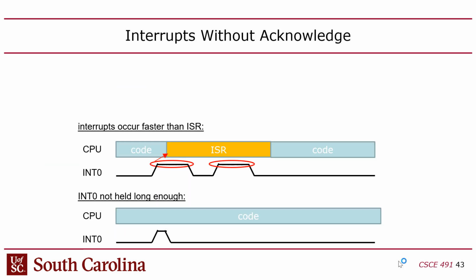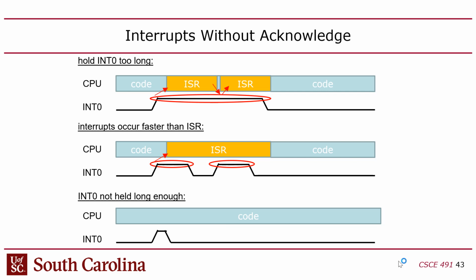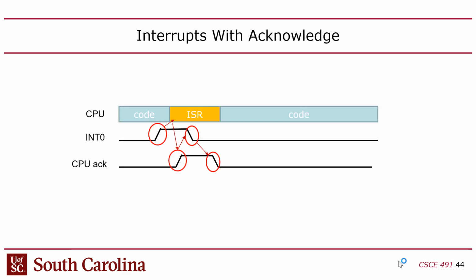But what the Atmel chip didn't have was an acknowledgement mechanism for interrupts. So the problem here is that if you hold the interrupt high too long, you may inadvertently trigger 2 interrupt service routines, or you may try to issue multiple interrupts within the time it takes to run 1 interrupt service routine on the CPU.